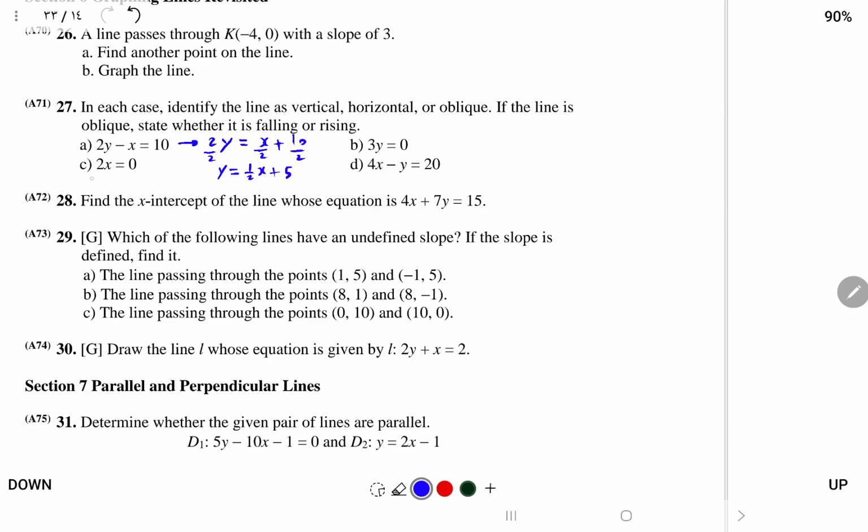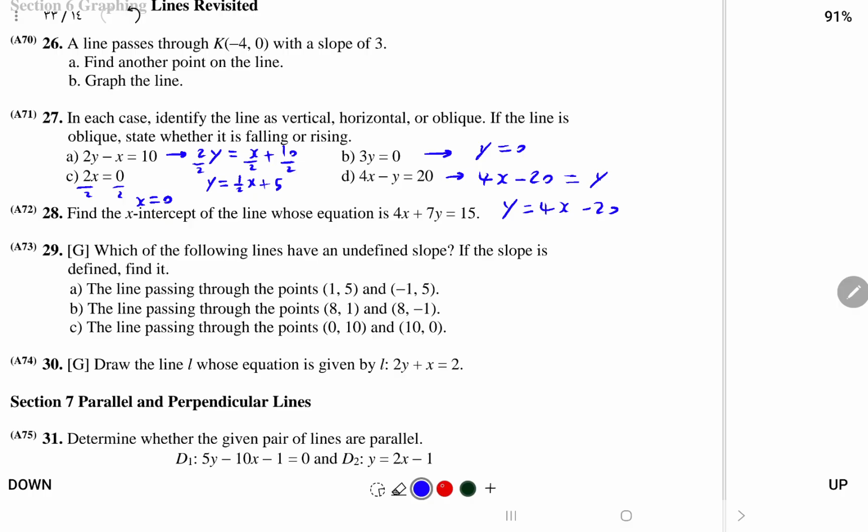And the second equation, we divide by 2 on both sides. We get x equals 0. And this one we divide by 3. We get y equals 0. For the last one, we rearrange it again. So take y to the right and 20 to the left. So you get 4x minus 20 equal y. Or you can write it y equals 4x minus 20.